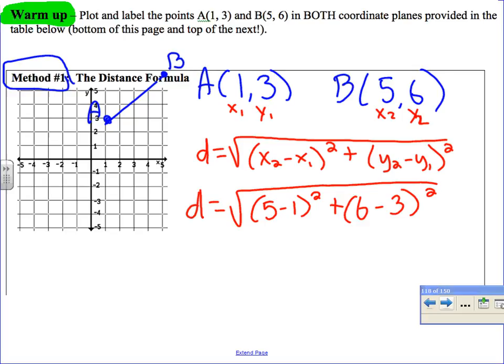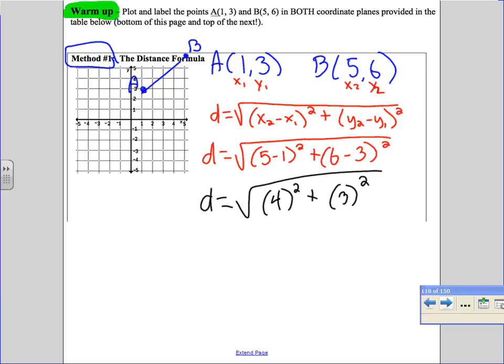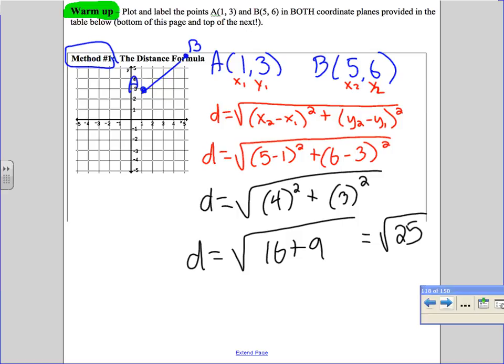Is everyone okay? All right, so order of operations tells us we need to subtract next. So 5 minus 1 is 4, still squared. 6 minus 3 is 3, still squared. Next step is square the numbers inside the radical and then add them. So we have 16 plus 9. And you do not need to do all of these steps. Once you get good at this, I'm sure you'll skip some steps. 16 plus 9 is 25.